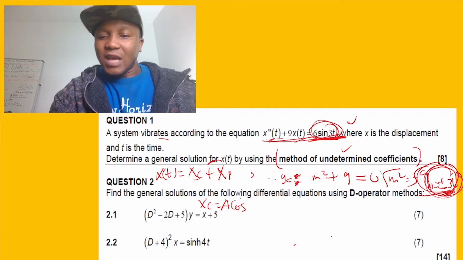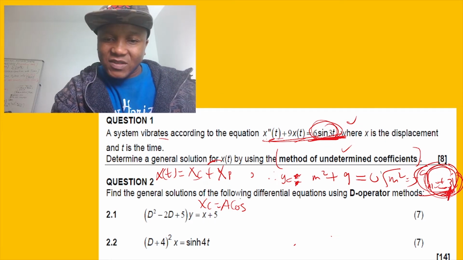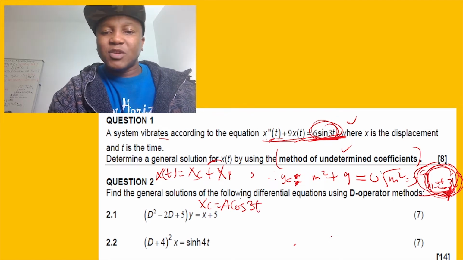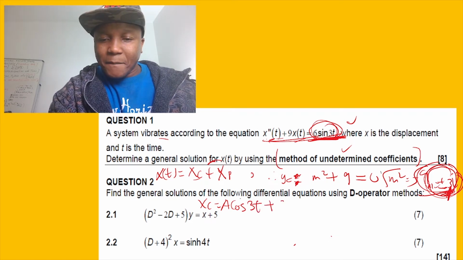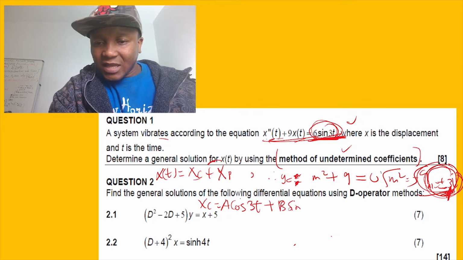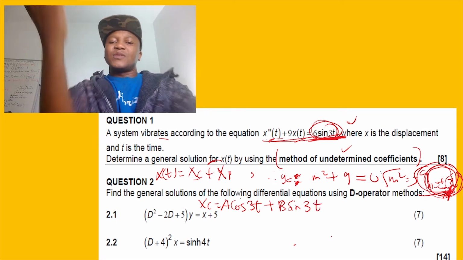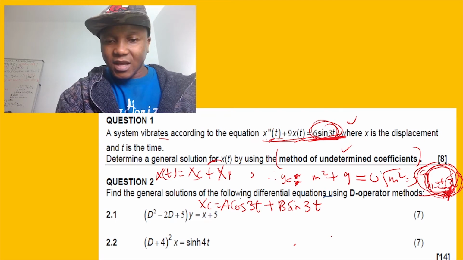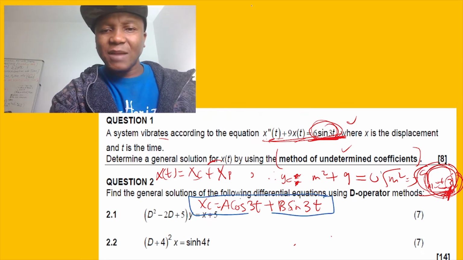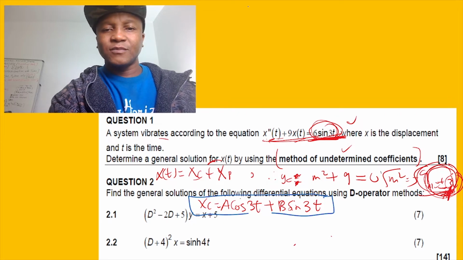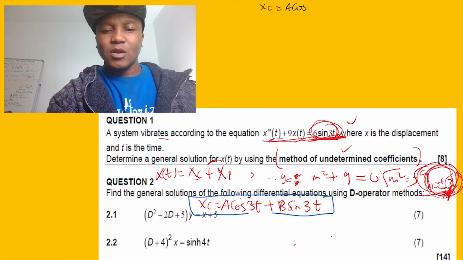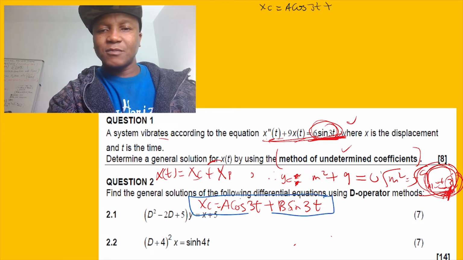I'm going to say A cos, and they use this number here, the number with no complex part. You say 3, and then t, make sure you put t, right? And then you say plus B sine, take the number with the complex part, which is 3, and put it there with the t. So this is going to be our auxiliary solution. This is our auxiliary solution. I can write it on top straight away, so we know we sorted the auxiliary solution: xc equals A cos 3t plus B sin 3t.